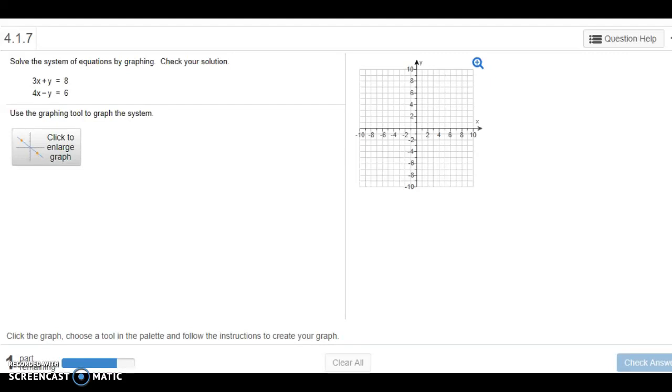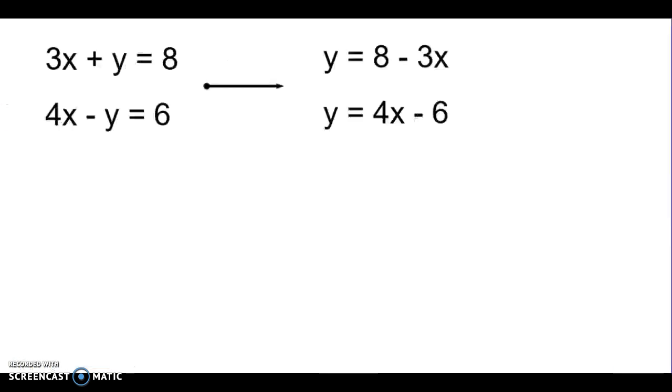Solving systems by graphing. In this particular case, I have two equations. Graphing by the intercepts is not going to be ideal because I'm going to get fractions for my x-intercept. So I took them to another place here and I worked them out so that I get them in slope-intercept form, solving for y. The top one is easy.